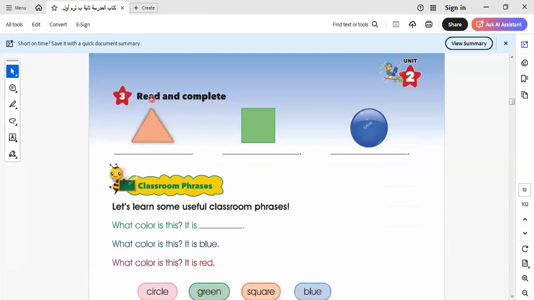Here we say read and complete. Here we have, this is a triangle. Here I write triangle. This is a triangle. This is a square. I will write the shapes and then I will tell you the color. Square, and this is the circle. This is a circle. I'm spelling it here: circle.